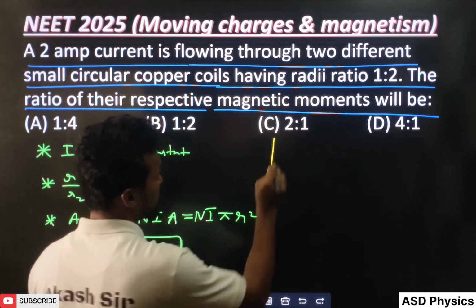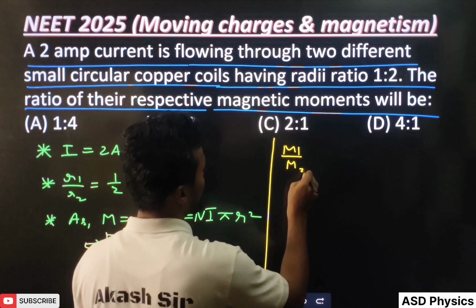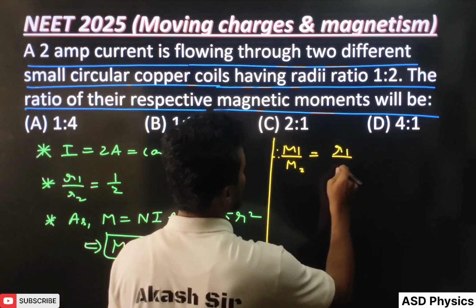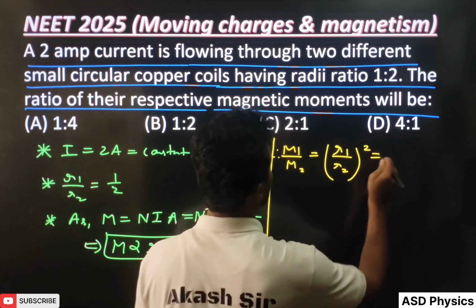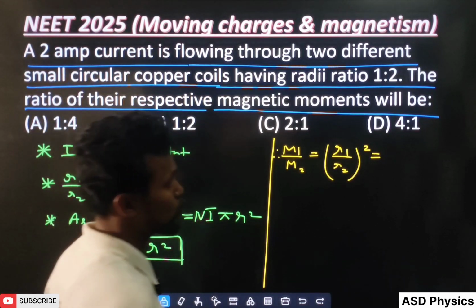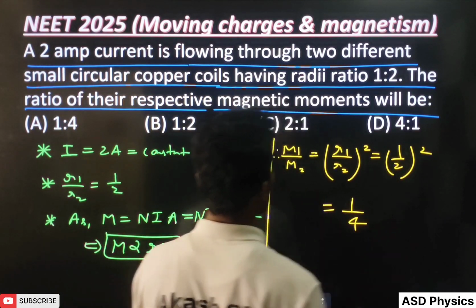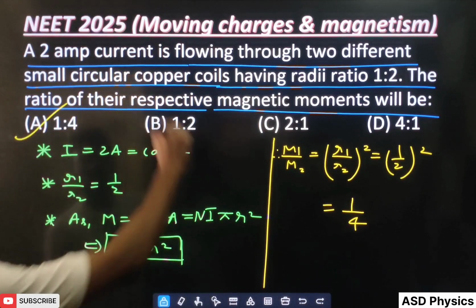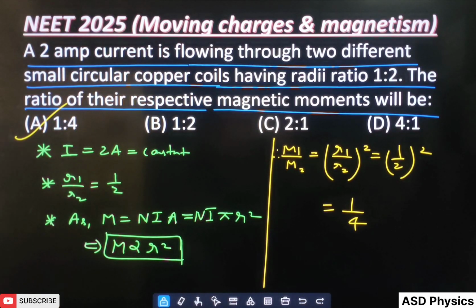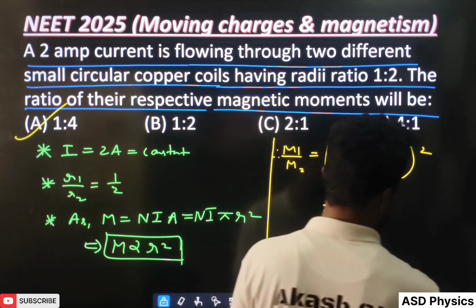So see here, if I write M1 by M2, hence M1 by M2 means how much? R1 by R2 whole square. R1 by R2 is 1 by 2, so 1 by 2 square. How much is coming here? 1 by 4. So the correct option is 1 by 4. Option A is the answer here. Moving charges and magnetism we are solving here.